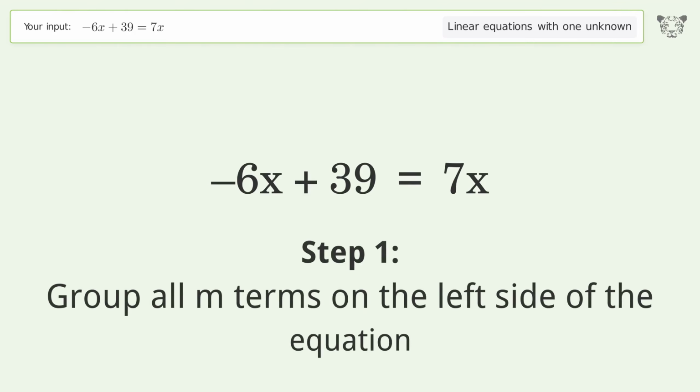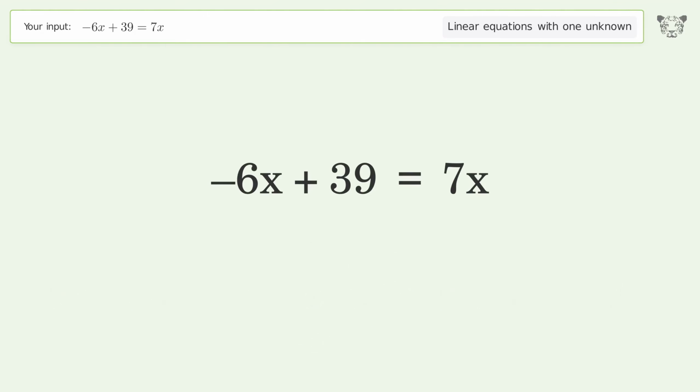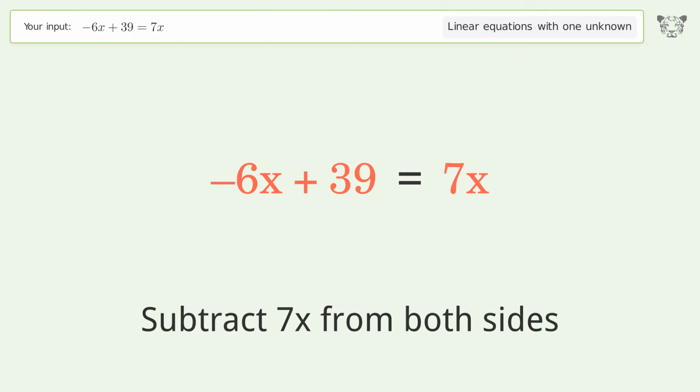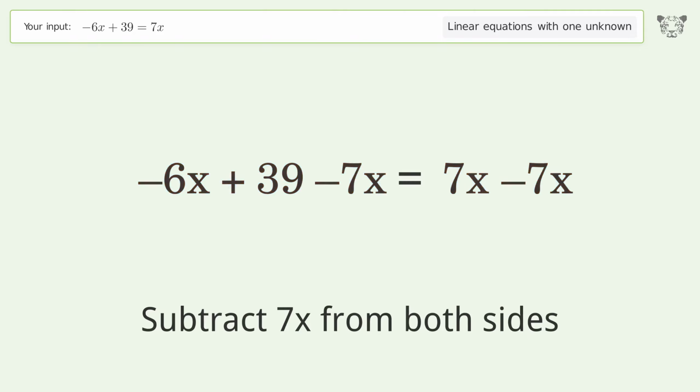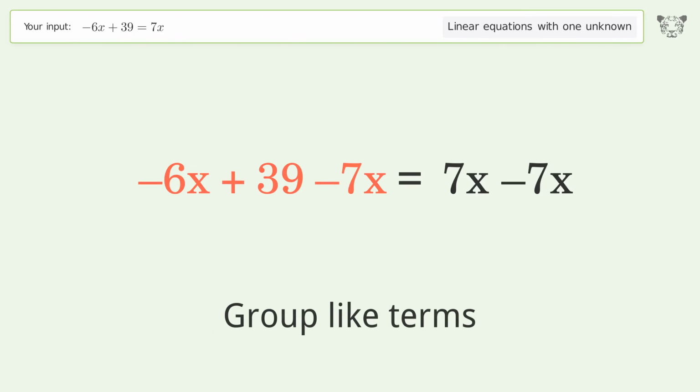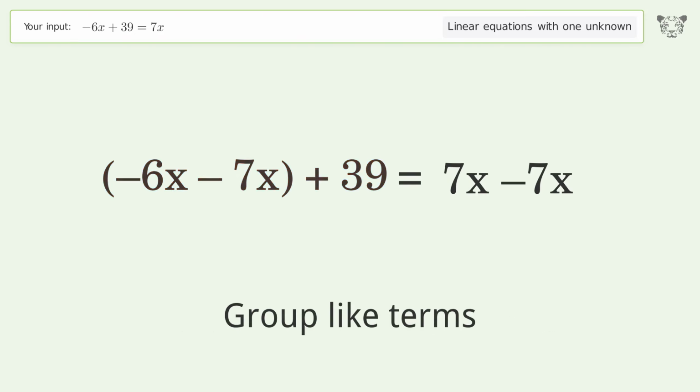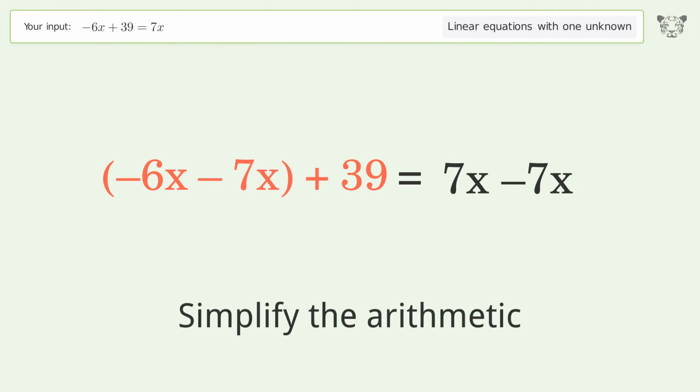Group all m terms on the left side of the equation. Subtract 7x from both sides. Group like terms. Simplify the arithmetic.